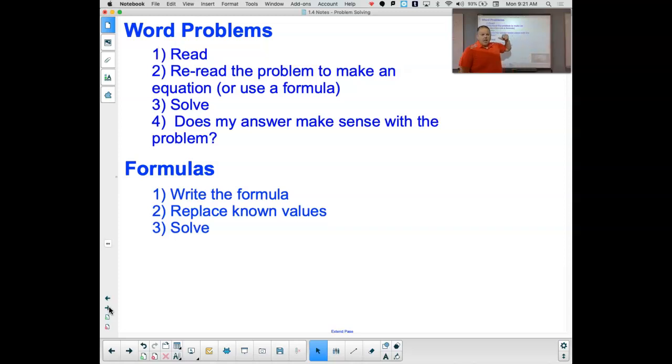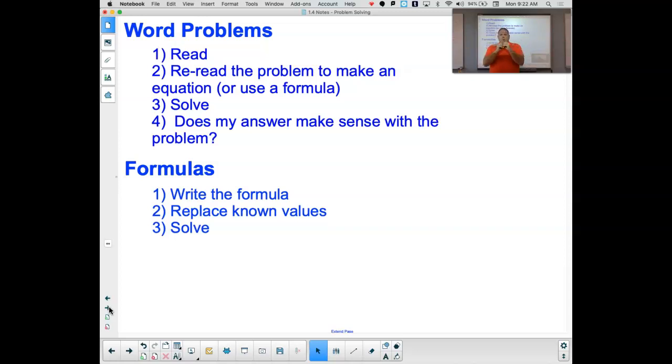Read the word problem, reread it to make an equation, or in this case, a lot of times is to use a formula to figure out what goes into the formula, and so on and so forth. Then we're going to solve it because we're going to be missing one key component. And then in this one, for sure, the check is, does my answer make any sense dealing with this particular problem?